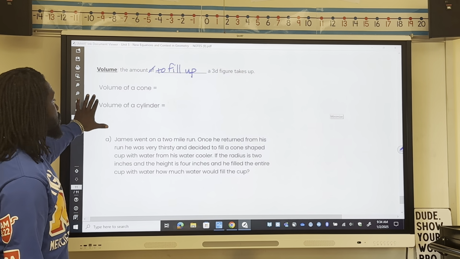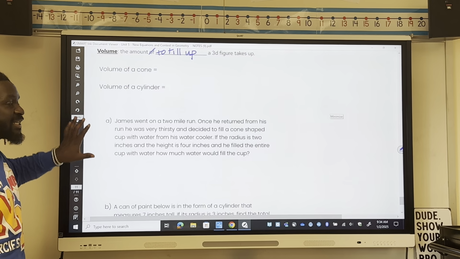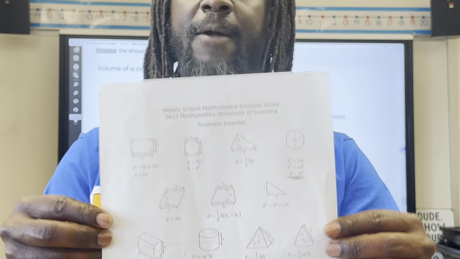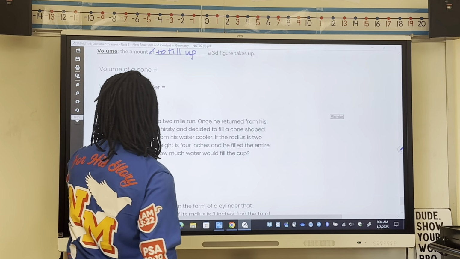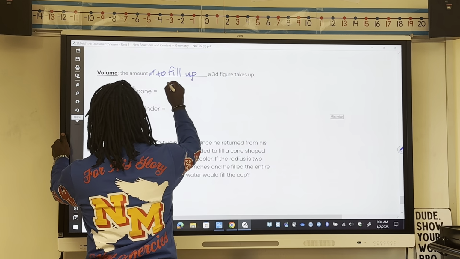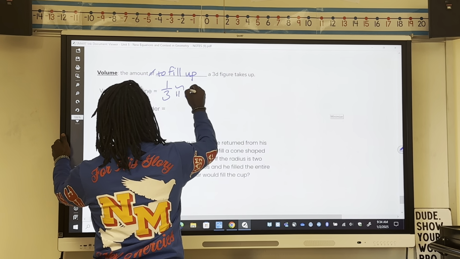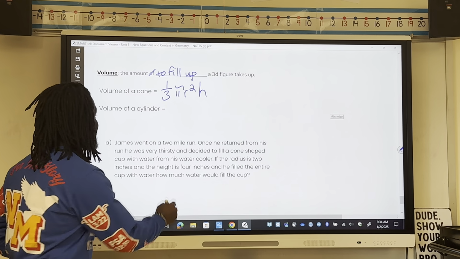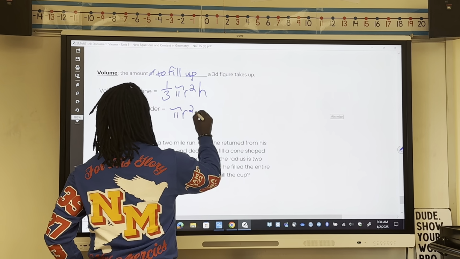All right, and so all we need for this section is we need to remember the formulas. And again, friends, you do not have to remember the formulas on your own. You have this formula sheet in your notebook, and when you're taking the test, the formula sheet will be given to you. So we're just going to write down the formulas that we're going to need. The formula for the volume of a cone is 1/3 pi r squared times the height. And then the volume of a cylinder is pi r squared times the height.